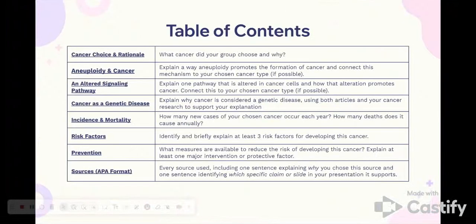This is my table of contents, where I'm going to go over the cancer choice and rationale, aneuploidy and cancer, an altered signaling pathway, cancer as a genetic disease, incidence and mortality, risk factors, prevention, and my sources.